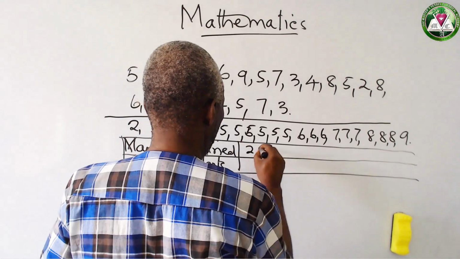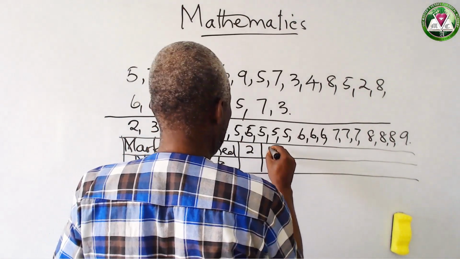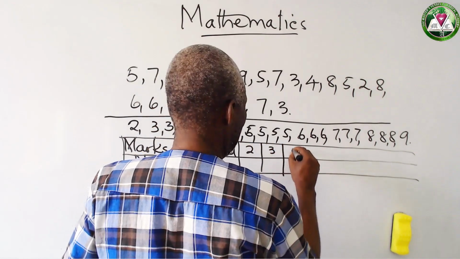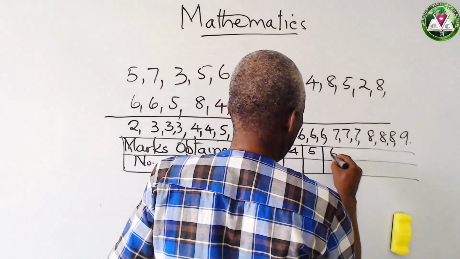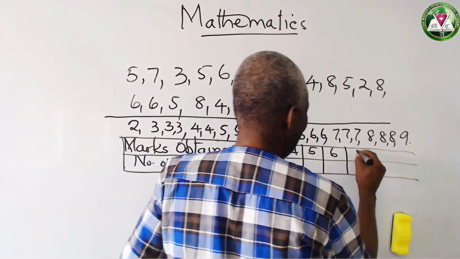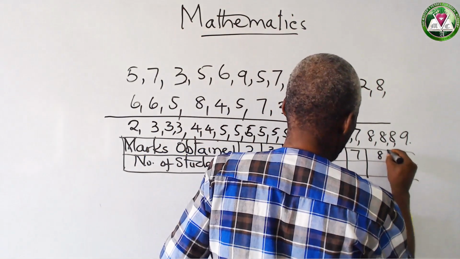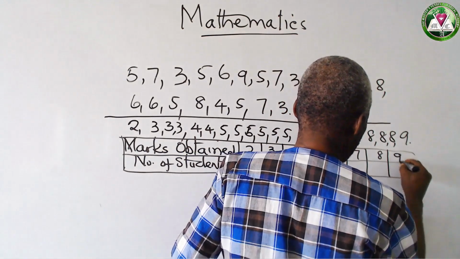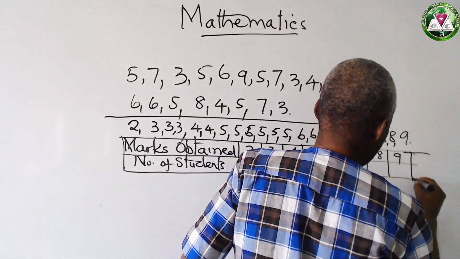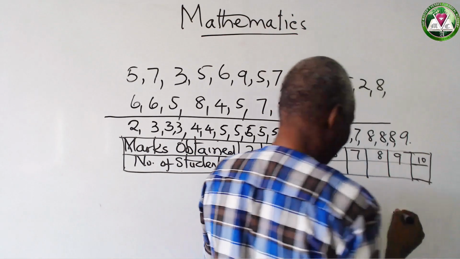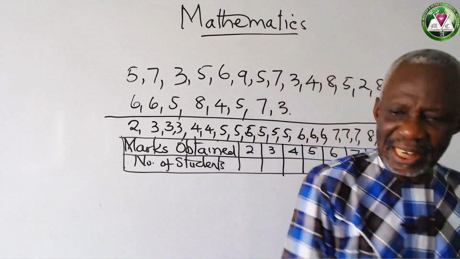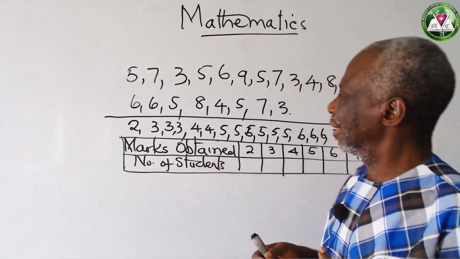So here will be 2. How many people got 2? How many people got 3? How many got 4? How many got 5? How many got 6? How many got 7? How many got 8? How many got 9? Remember we said that they marked this thing over 10. Oh. That is what you are going to do. That is the table for it.